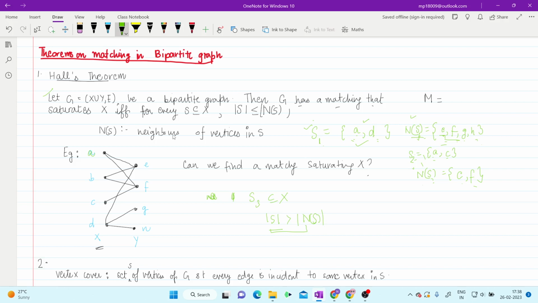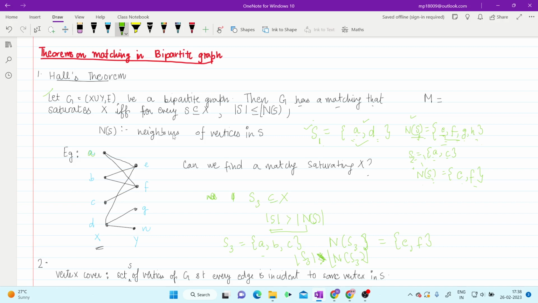ABC. Okay, good. So if we take S3 as ABC, then the neighbors of S3 will be EF. EF, right? And we see that this is strictly less than, it is strictly greater than, the order of N(S3). So by Hall's theorem, we cannot have a matching that saturates X.